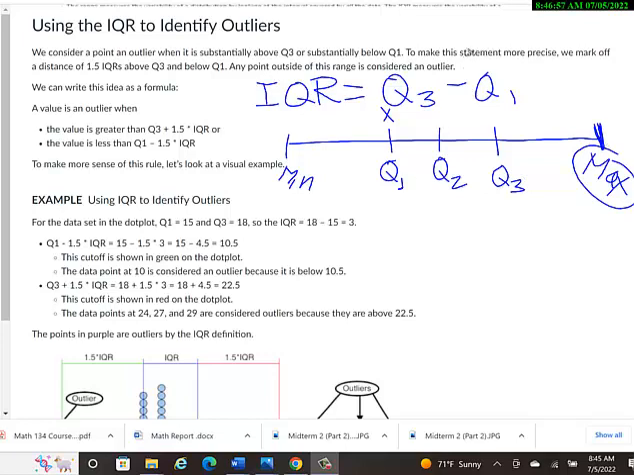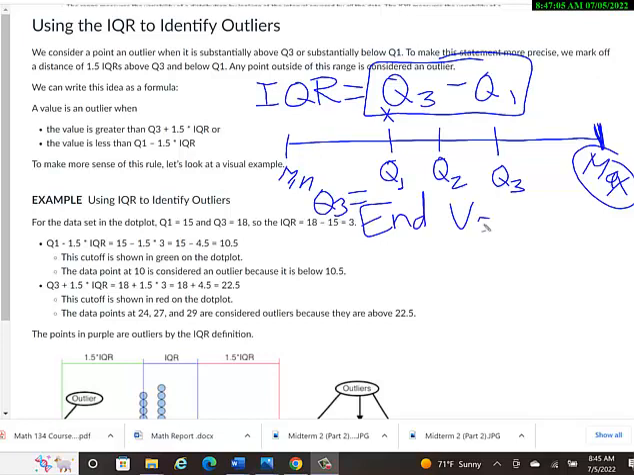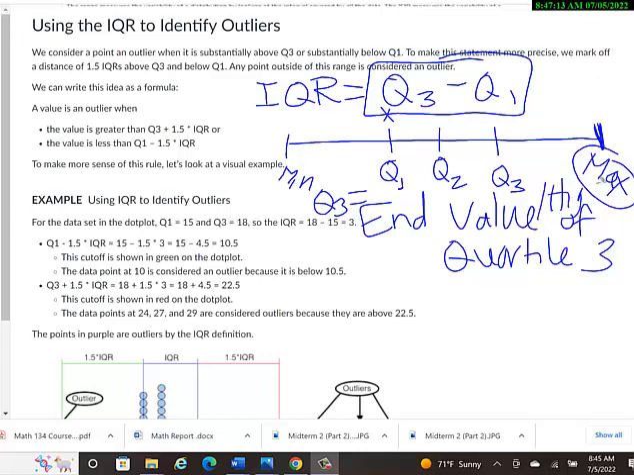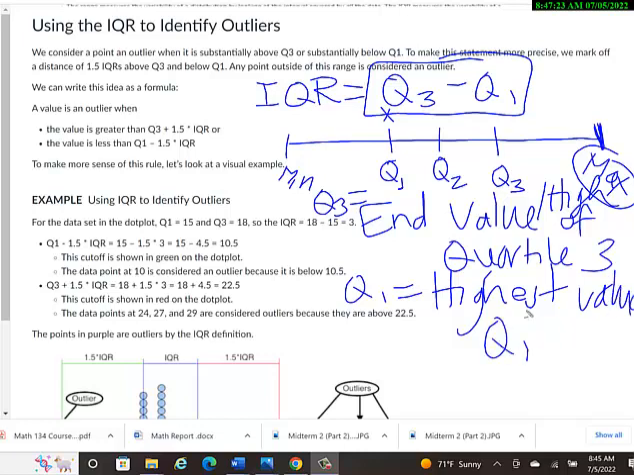So the interquartile range you calculate by taking Q3, the end value of quartile 3, the highest value of quartile 3, and then quartile 1 is similar, but it's the highest value of quartile 1. Yeah, the very rightmost, you could think of it as.